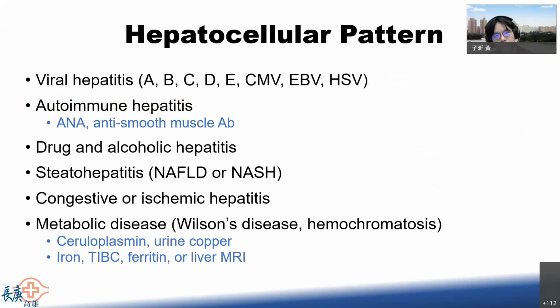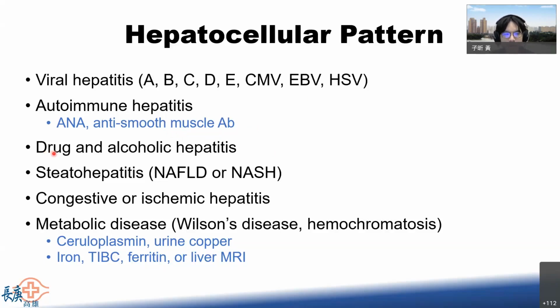I introduced you to a mnemonic previously, but here is the hepatocellular pattern summarized by possible etiologies. Hepatocellular pattern injury may be caused by viral hepatitis, and there are all kinds of hepatic viruses such as hepatitis A, B, C, D, E, and other viruses that may cause hepatitis but are not specific for the liver, such as CMV, EBV, and HSV. Autoimmune hepatitis causes hepatocellular injury. What do you need to check if you want to see if the patient has autoimmune disease? That would be ANA and the anti-smooth muscle antibody.